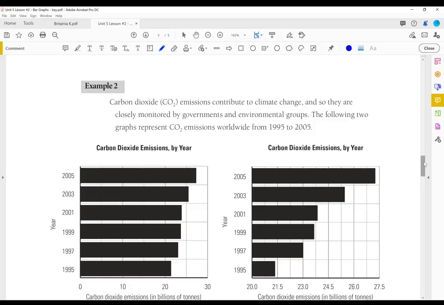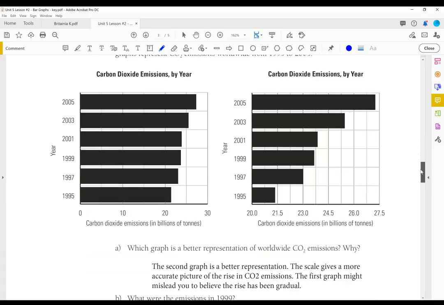All right, here is example 2 for lesson 2 in unit 5. Example 2 says carbon dioxide or CO2 emissions contribute to climate change, and so they are closely monitored by governments and environmental groups. The following two graphs represent CO2 emissions worldwide from 1995 to 2005.